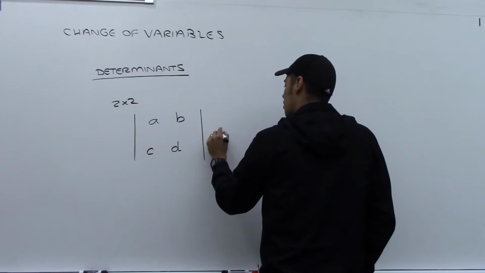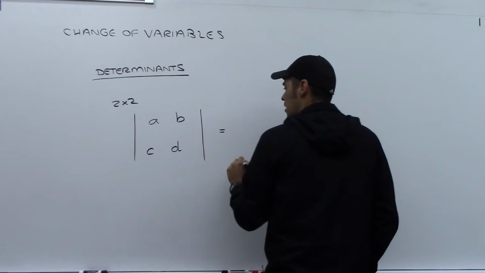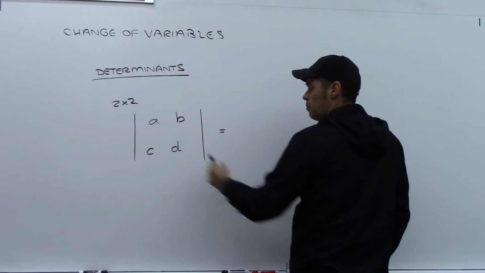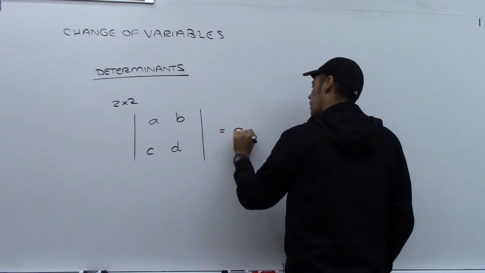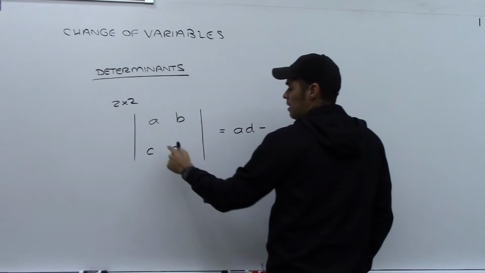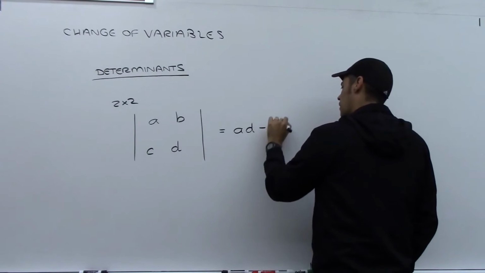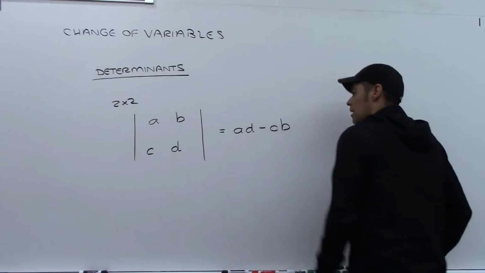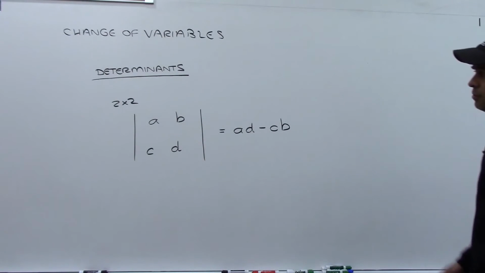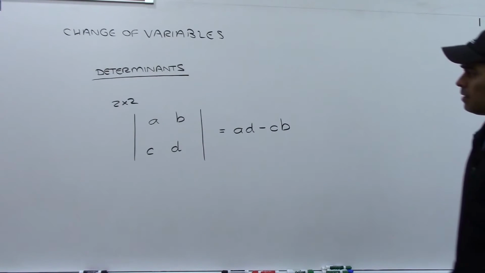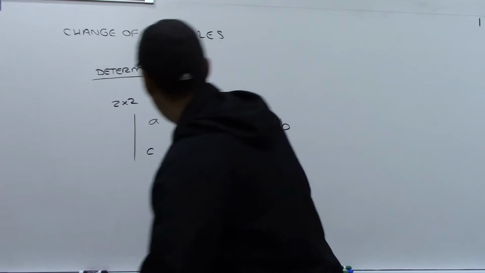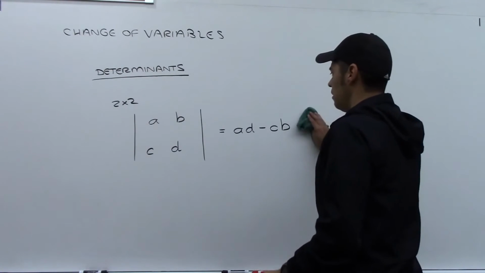So when we do the determinant, this is an algebraic computation. We do a times d minus c times b. And that's it. That's the determinant of a 2x2 matrix. Now, if we do a 3x3 matrix, it's a little different.